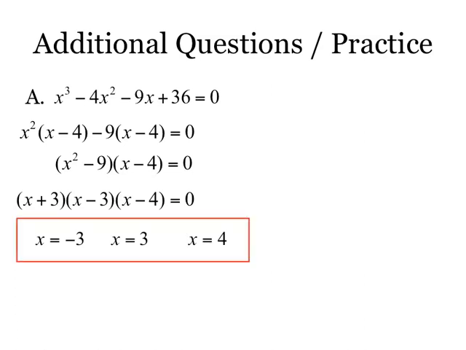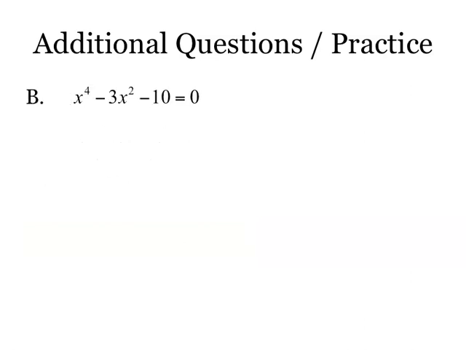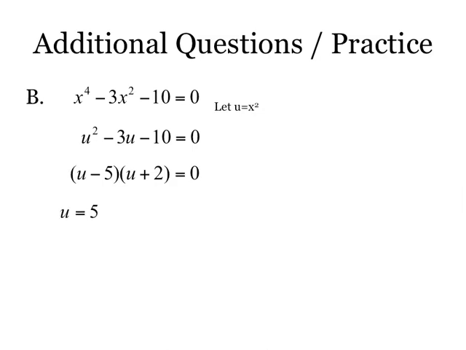All right, this next one, another example of where you can use u substitution. We have x to the fourth and we have an x squared in there. So if we let u equal x squared, then we end up with u squared minus 3u minus 10 equals 0. And that's factorable to be u minus 5 and u plus 2. Set those each equal to 0. We get u equals 5, u equals negative 2.